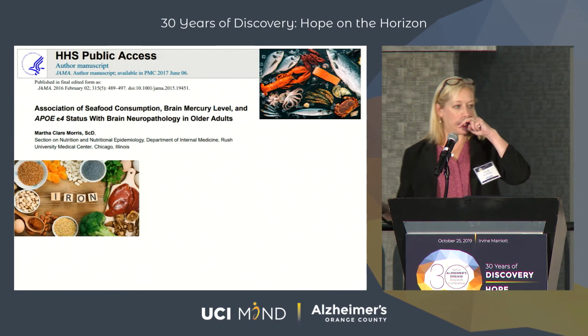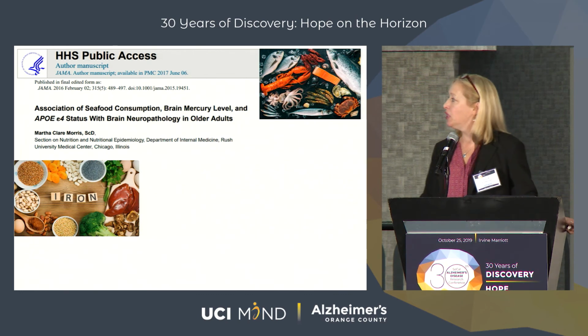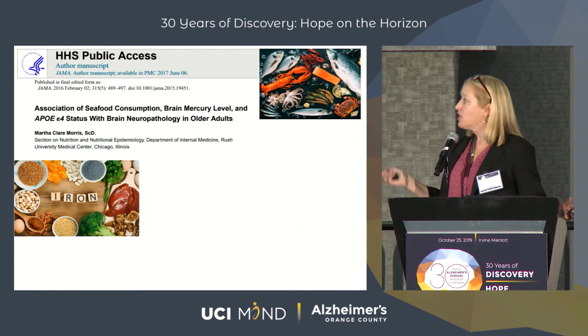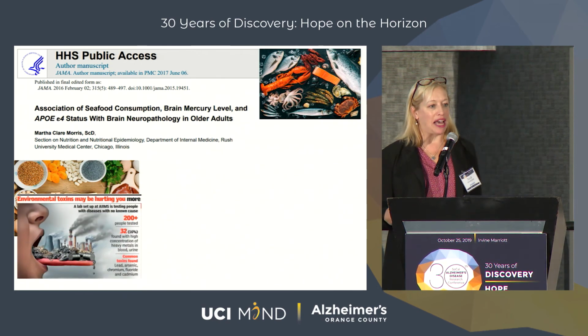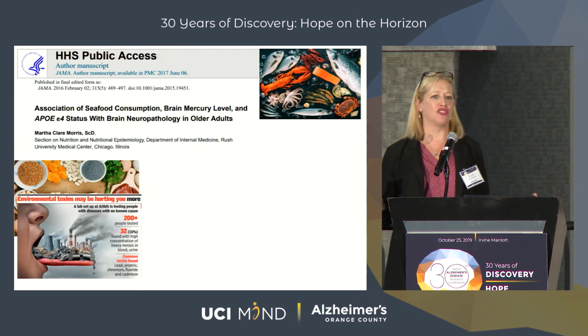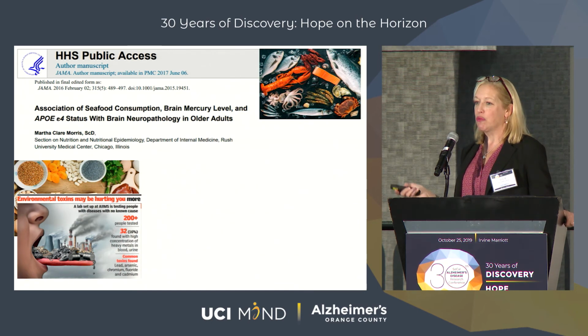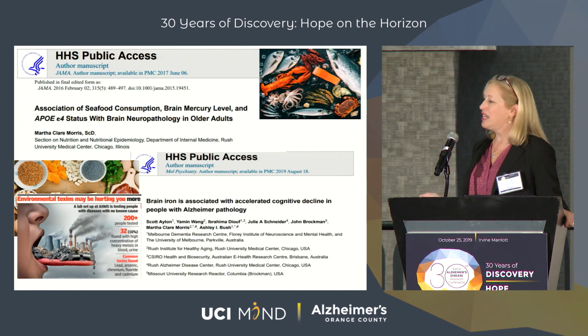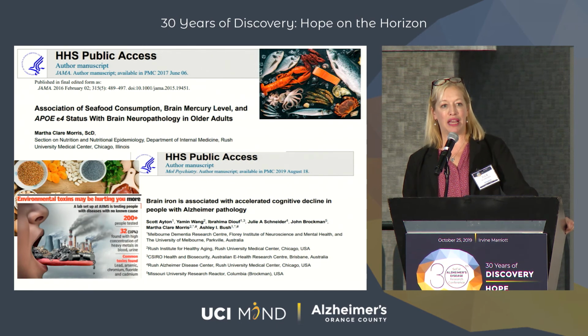Another example is iron. It's a nutrient that's extremely important and has lots of good effects in the right foods. But it also is a heavy metal, and there's lots of heavy metals around in pollution and in our environment, and there's a lot of interest now in what that's doing to our cognitive health. And I can tell you, at least in this one study, and we're doing more, that we found that brain iron is actually related to accelerated decline in people with Alzheimer's pathology.